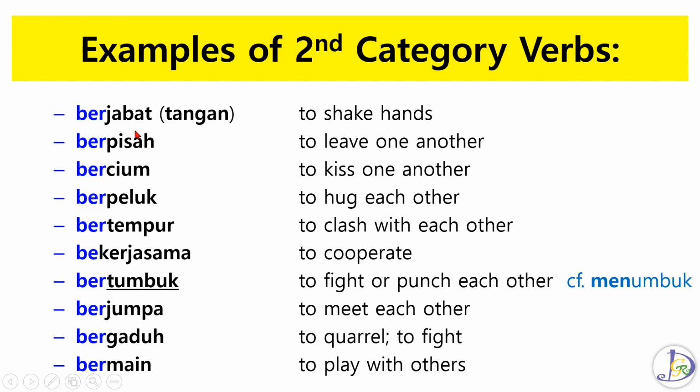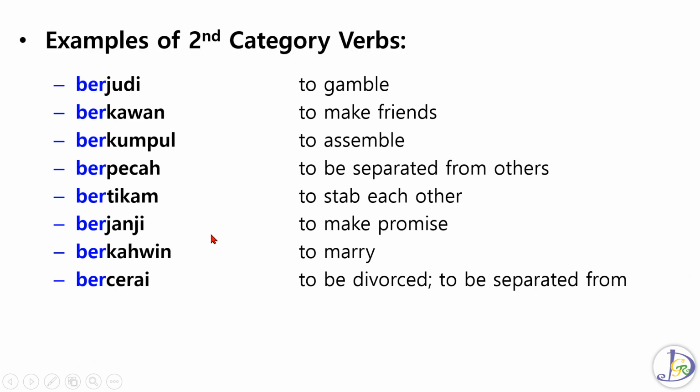Examples of second category verbs: berjabat tangan, to shake hands; berpisah, to leave one another; bercium, to kiss one another; berpeluk, to hug each other; bertempur, to clash with each other or to battle; bekerjasama, to cooperate; bertumbuk, to fight or punch each other; menumbuk, punching; berjumpa, to meet each other; bergaduh, to quarrel or to fight; bermain, to play with others; berjudi, to gamble; berkawan, to make friends; berkumpul, to assemble; berpecah, to be separate from others; bertikam, to stab each other; berjanji, to make a promise; berkahwin, to marry; bercerai, to be divorced or to be separate.